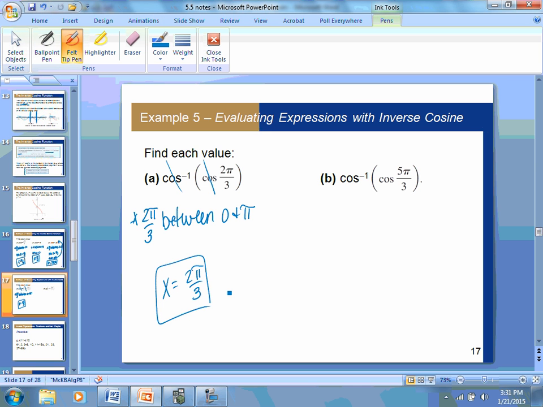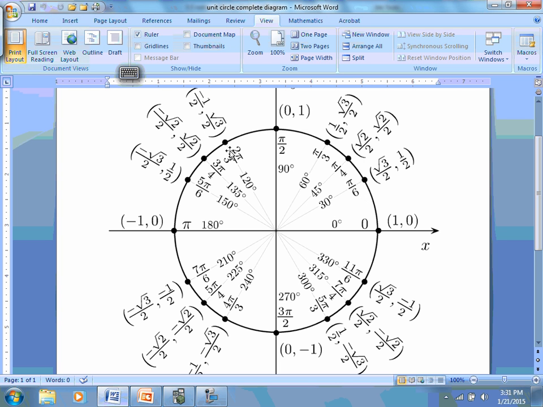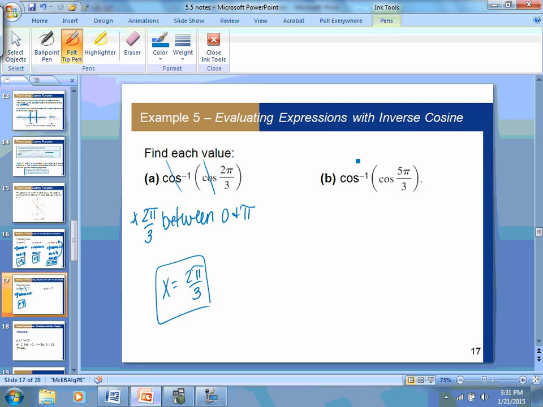Okay, now for part B, I want to find 5 pi over 3. Okay, and I want it to be between 0 and pi, but 5 pi over 3 is over here in the fourth quadrant. So it's not between 0 and pi. So I can't just cancel out my inverse cosine and my cosine and get 5 pi over 3 as my answer. Okay, so let me write down 5 pi over 3 is not between 0 and pi. So that means I can't cancel. So I'm going to have to evaluate the cosine of 5 pi over 3 first.